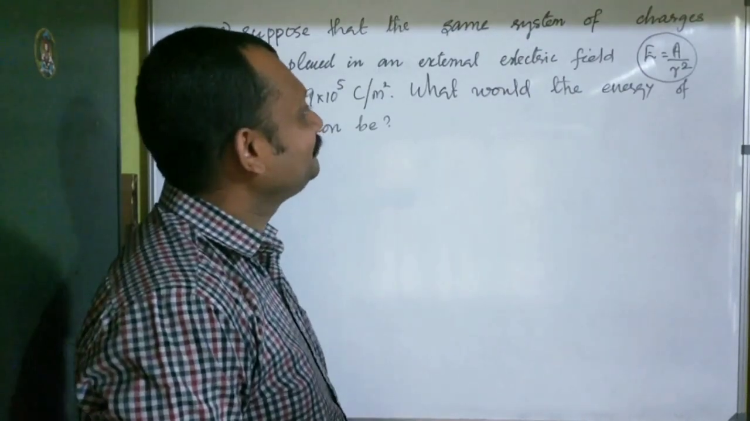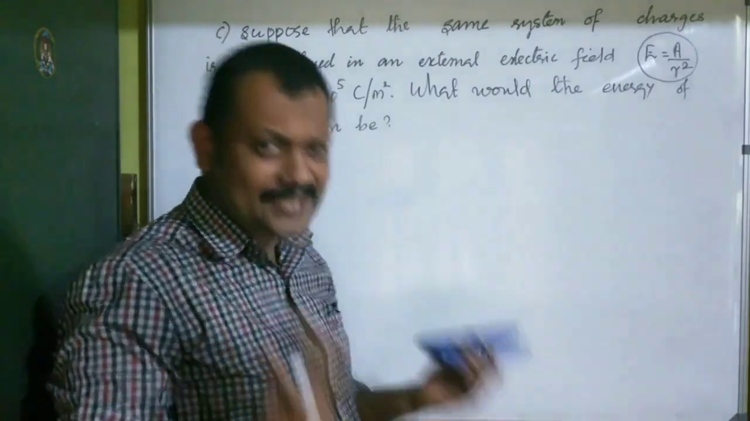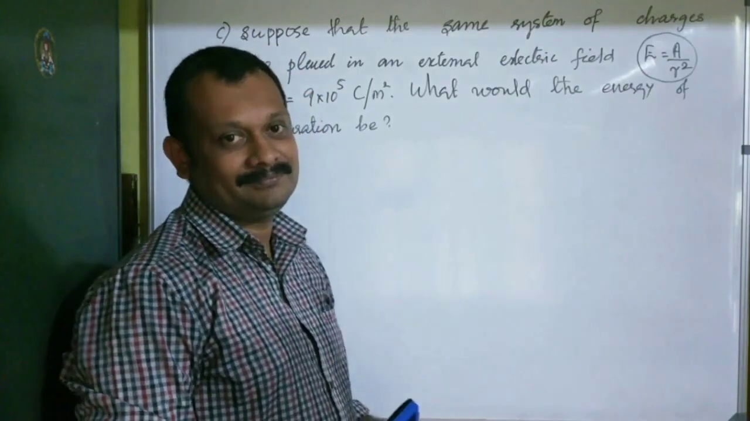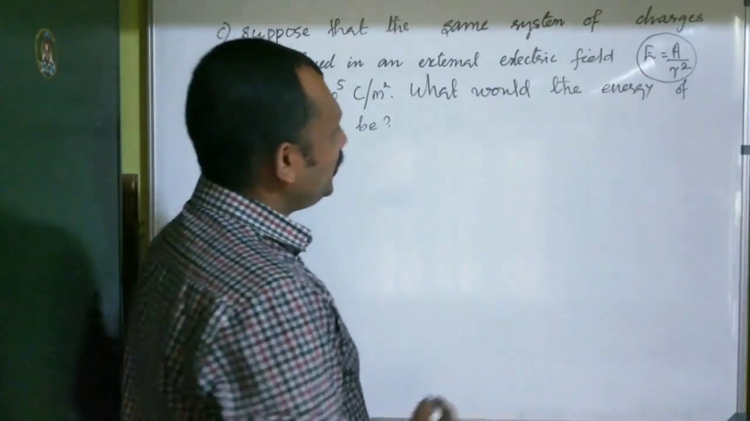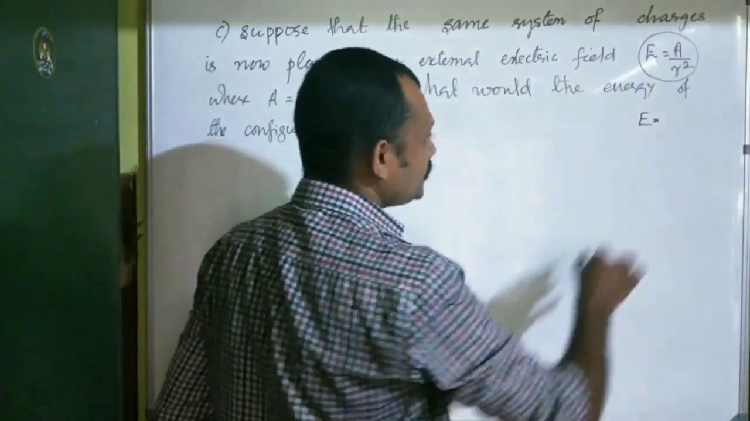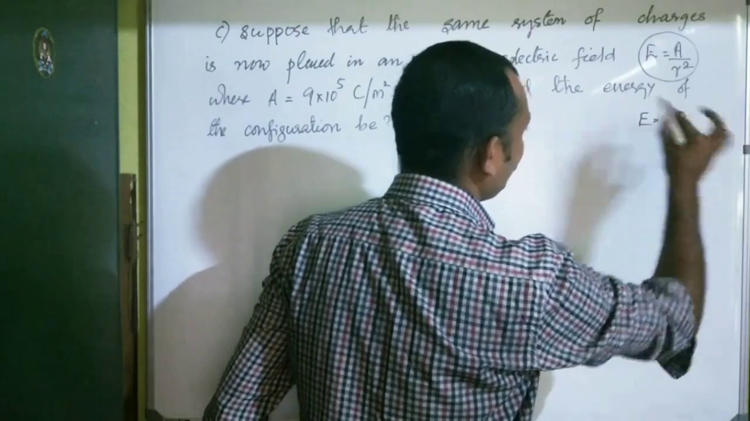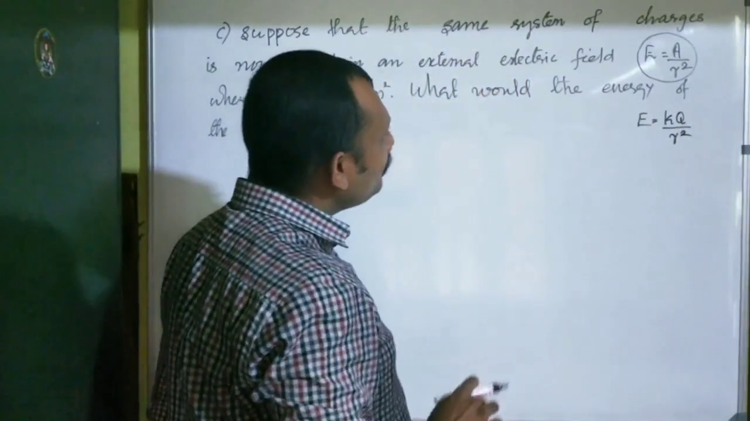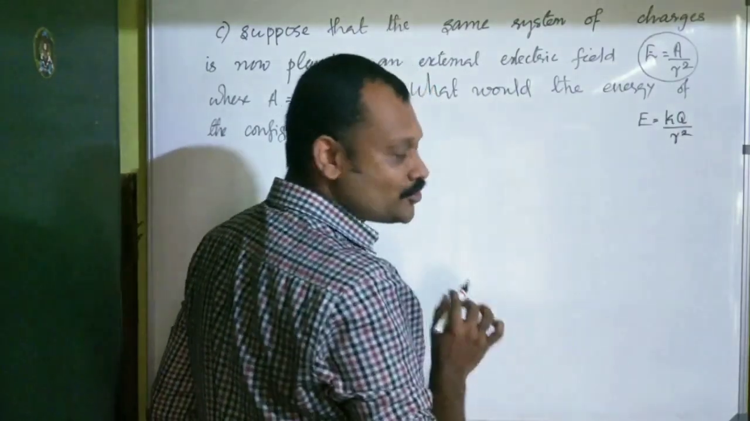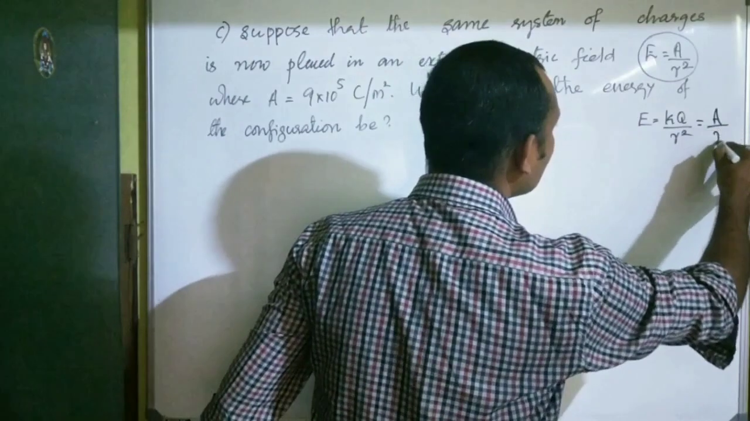See, you are unable to solve this question. Means you have not identified the situation here. E is equal to A by R square. Let us just revise. What is the expression for the electric field due to a point charge? KQ by R square, right? I'm going to replace KQ. K is a constant, Q is the magnitude of the source charge. If I replace KQ with A, this equation becomes A by R square.